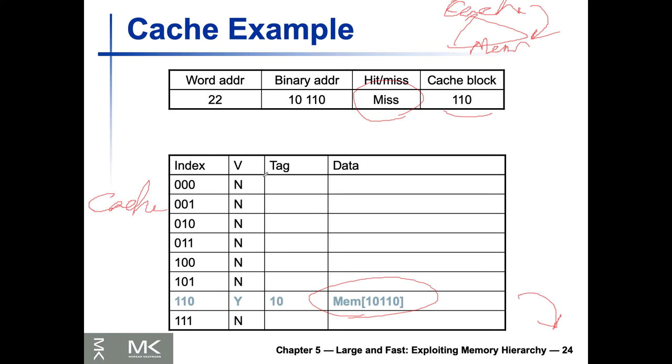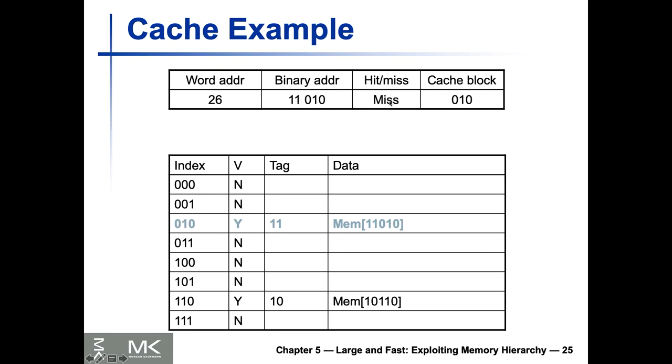The next one. Can anyone explain why I have another miss here? So I'm looking for, this is my binary address. This is my word address, okay? So I have 8 blocks. How am I gonna find which of those directly mapped blocks I should access? And let me know if it's a hit or miss. And why is that?